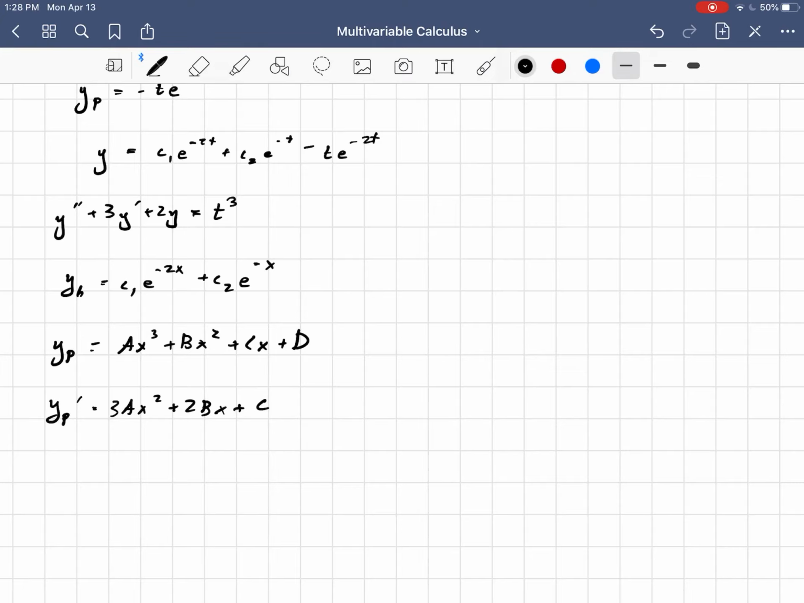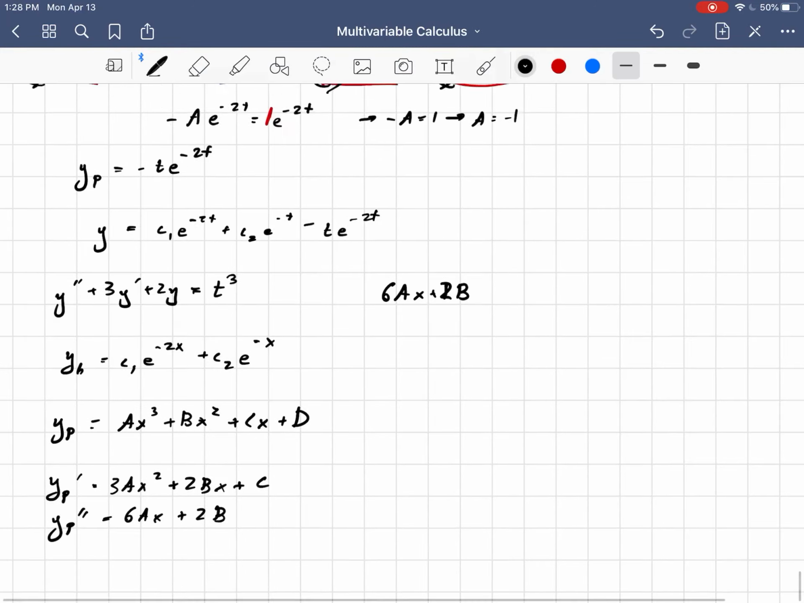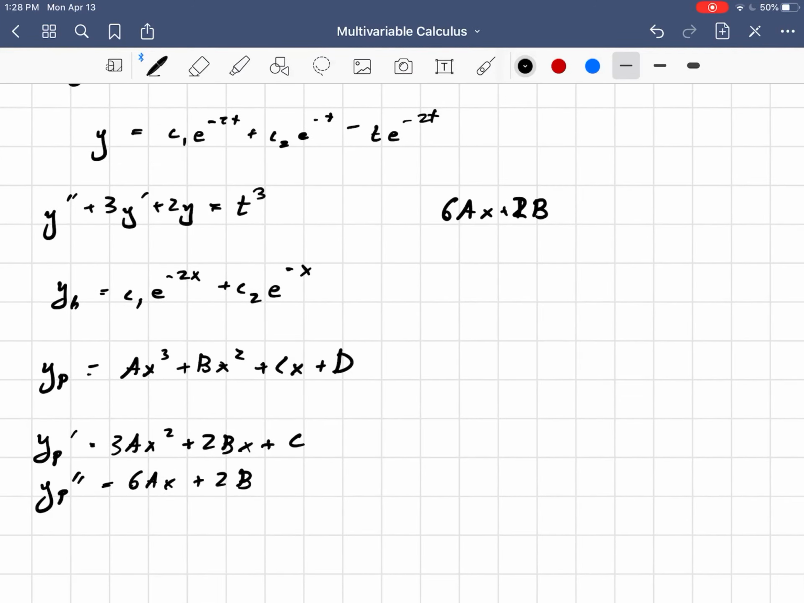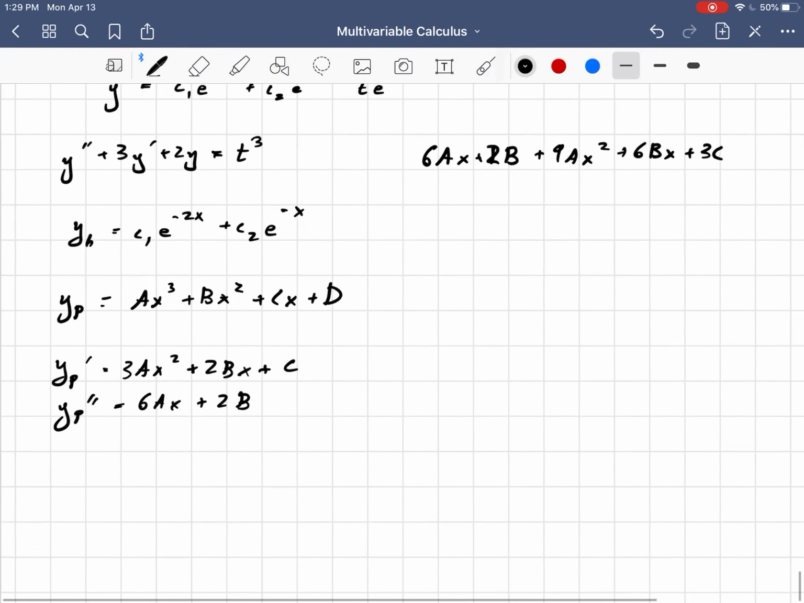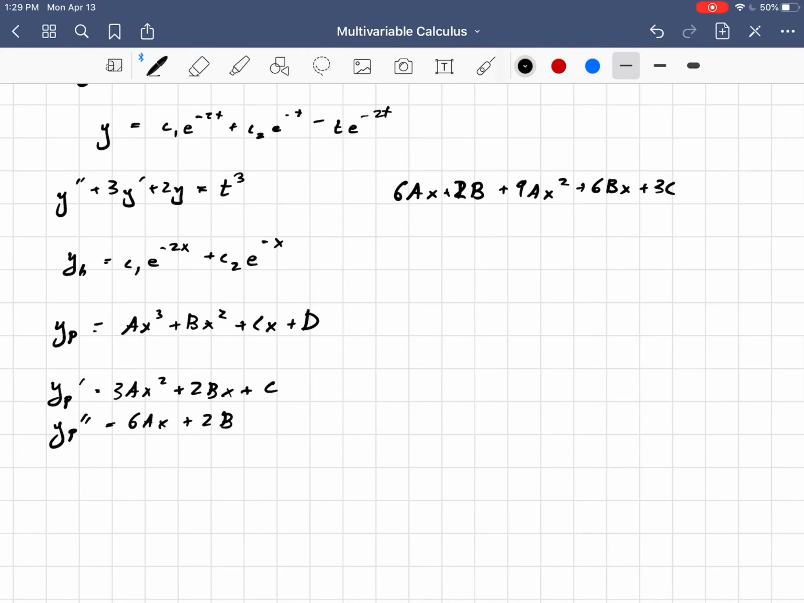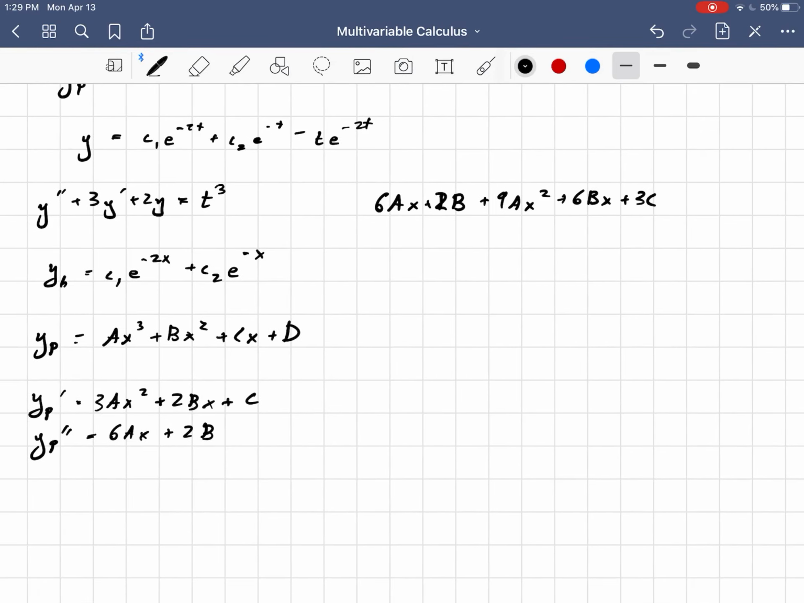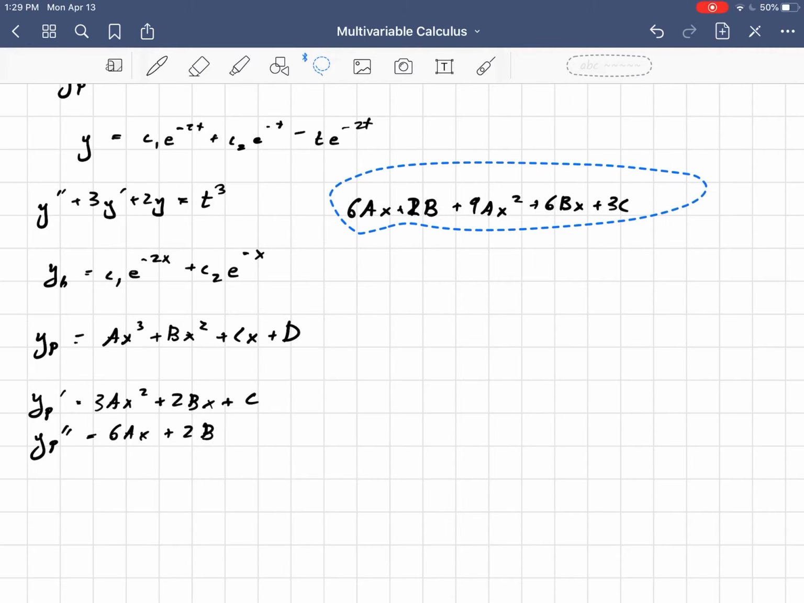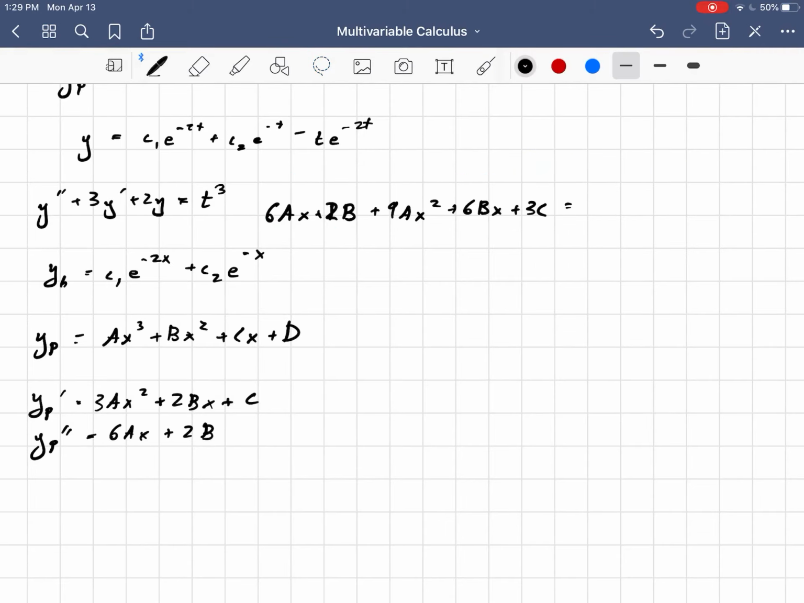And so then y sub p prime is 3ax squared plus 2bx plus c, and y sub p double prime is 6ax plus 2b. And so now we plug that stuff in. We get 6ax plus 2b. Now we add that with 3 times y prime. So that's plus 9ax squared plus 6bx plus 3c.